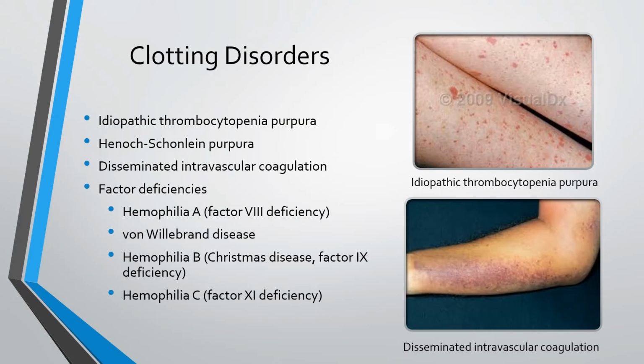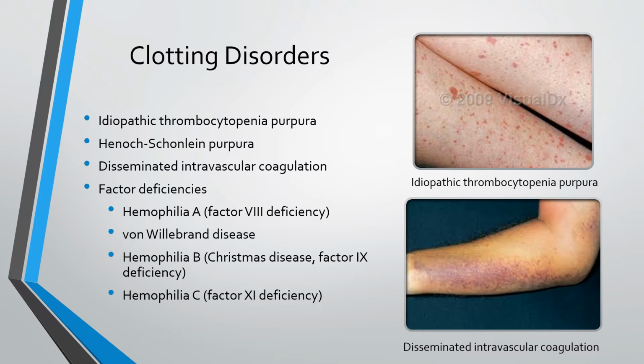The next one we're going to talk about is clotting disorders. So we know that clotting occurs after an injury. The blood clotting system relies on certain factors in the blood and platelets to perform this adequately. Major bleeding disorders can affect children, including idiopathic thrombocytopenia purpura. This is an immune response after a viral illness that produces antiplatelet antibodies.